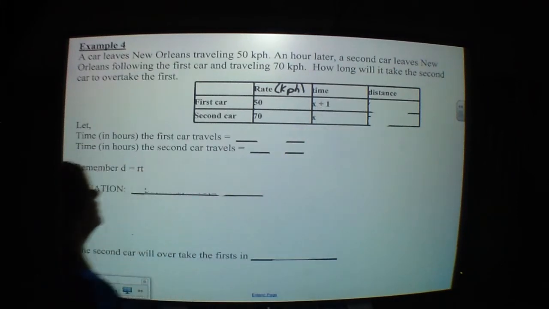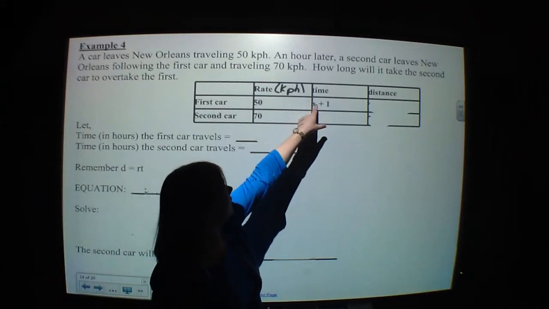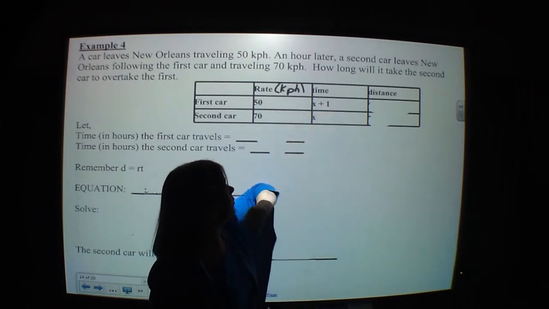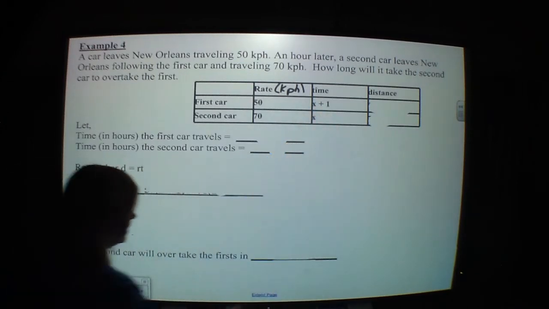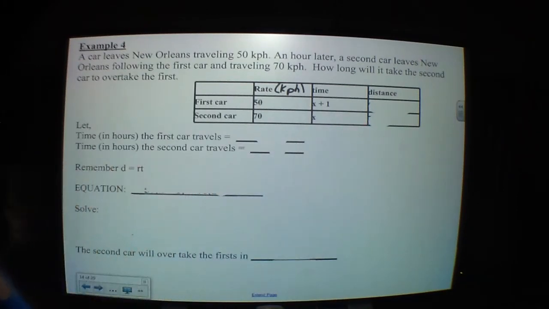You can say that one car travels X amount of time, the other one will travel X plus 1. This isn't the only way you could do it. You could call the first car X and then the second car X minus 1. It still works out. But the first car was on the road an hour earlier. So that's why the time that this is on the road is 1 hour more. Okay? And like I said, you could have said this is X and then this would be X minus 1. It's on an hour less.